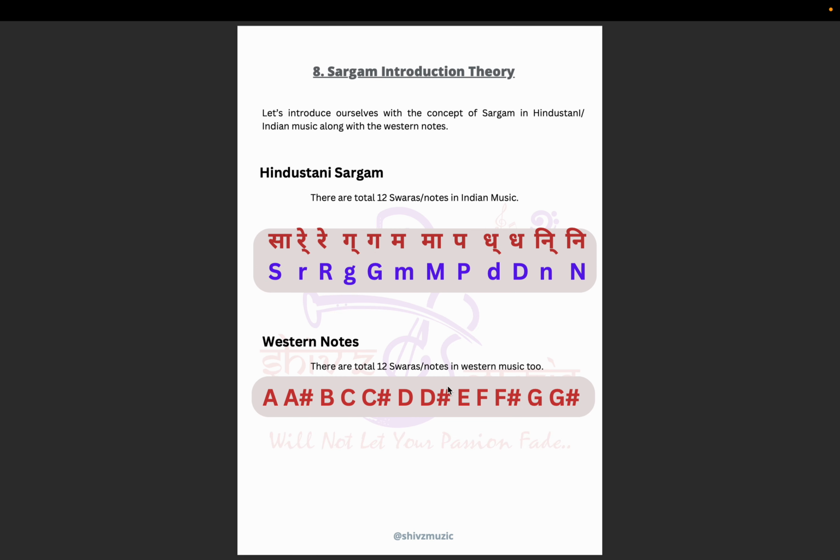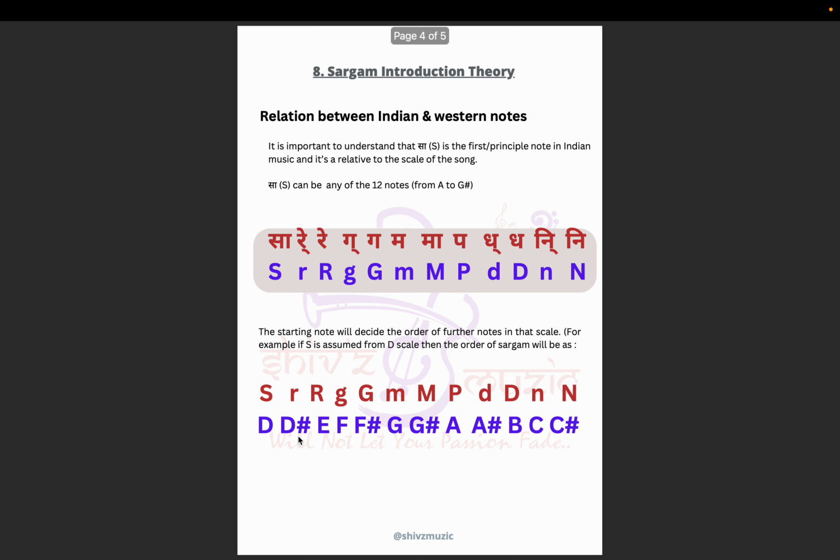So this was the last page of this lesson. I hope you understand the concept of Sargam and Western notations. Now for your exercise, for your homework, you need to write down all the 12 scales, Western scales from A to G sharp, and with respect to each scale you write all the Western notes according to its order. Like I have written for D scale here: D, D sharp, E, F, F sharp, like this.